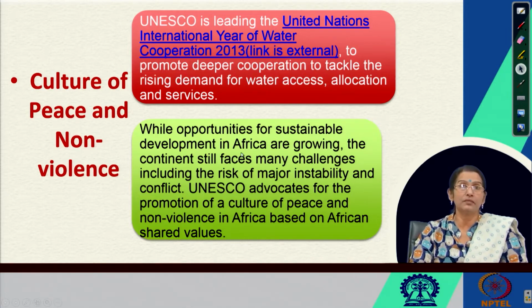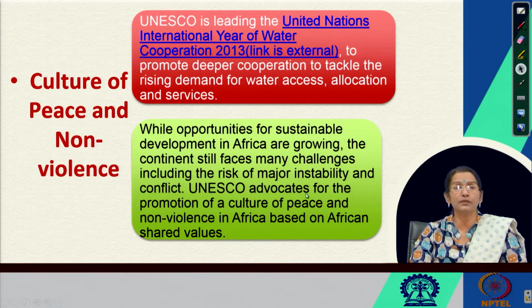While the opportunities for sustainable development in Africa are growing, the continent still faces many challenges, including the risk of major instability and conflicts. This is because Africa has been an underdeveloped region since long. Most UNESCO guidelines and projects actually started with African countries, because they are the poorest of the poor. So, it all started there. Now the opportunities are opening up in Africa, and they can reduce many of the challenges related to risk, instability, chaos and conflicts.